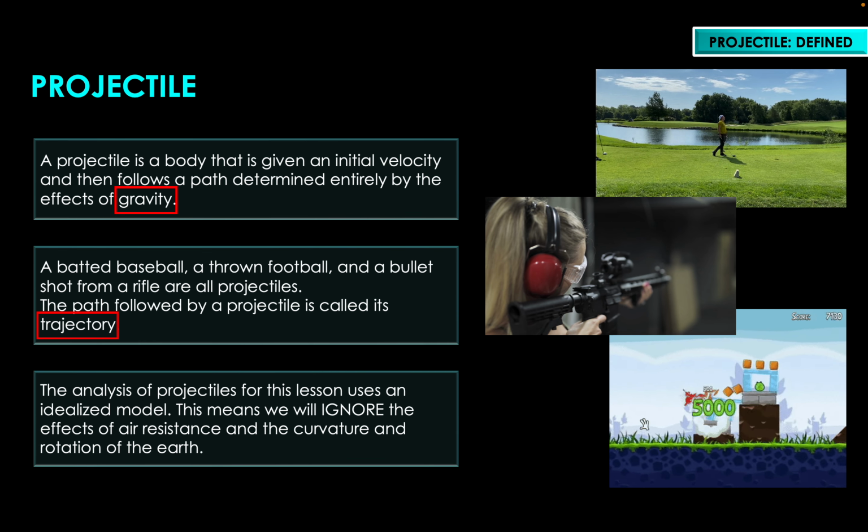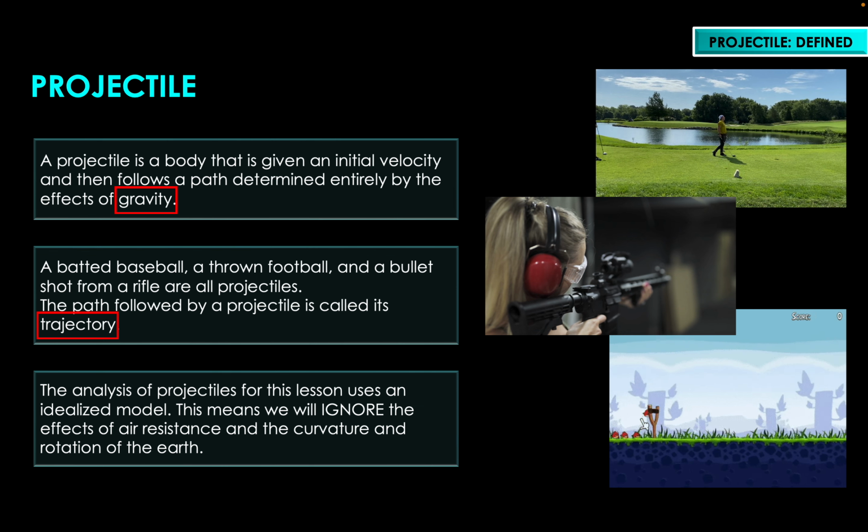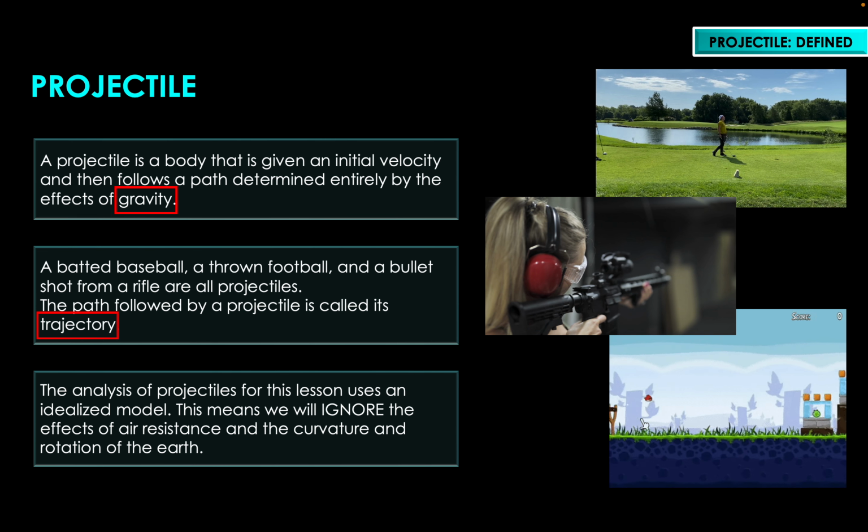The last point I have to make: the analysis of projectiles in this lesson, or in this YouTube playlist, will be based on an idealized model. It's also the same thing that you're doing in your high school class or maybe college physics. When we say idealized, we're going to ignore the effects of air resistance as well as the curvature and rotation of the Earth. That is for us to attack these projectile problems much more easily.